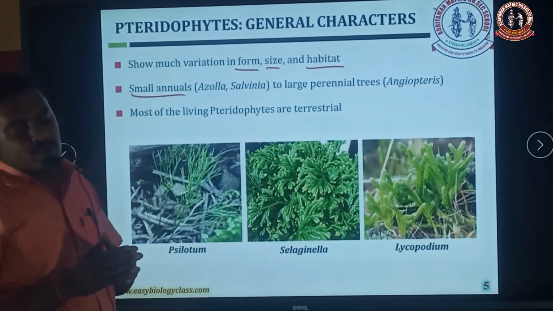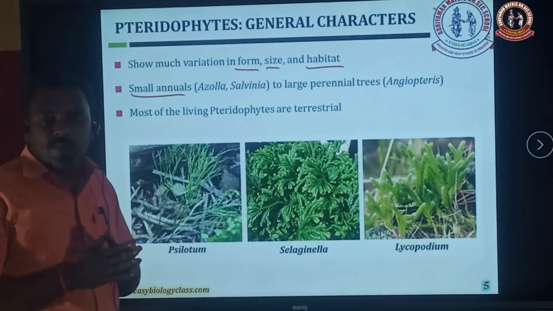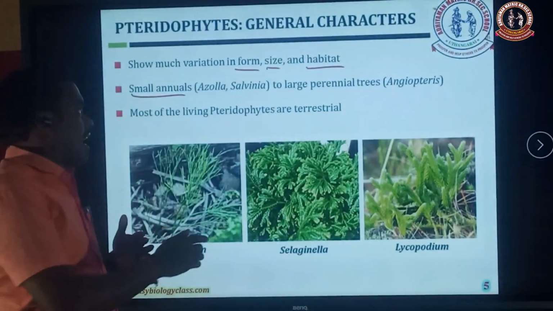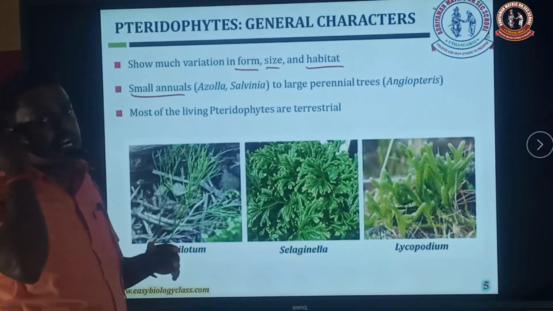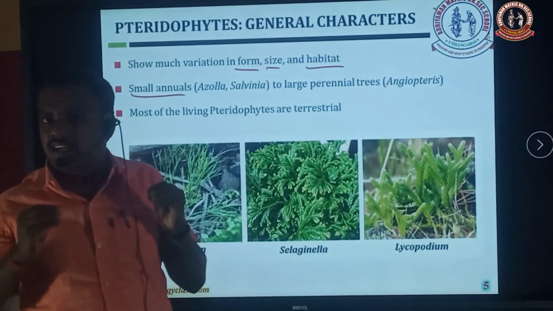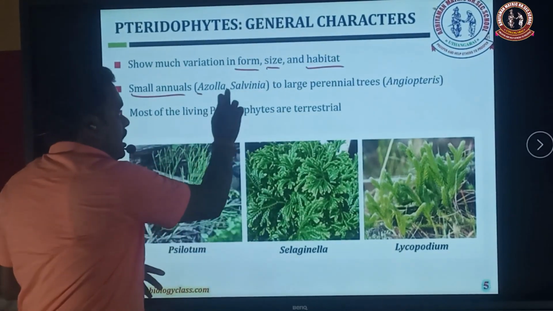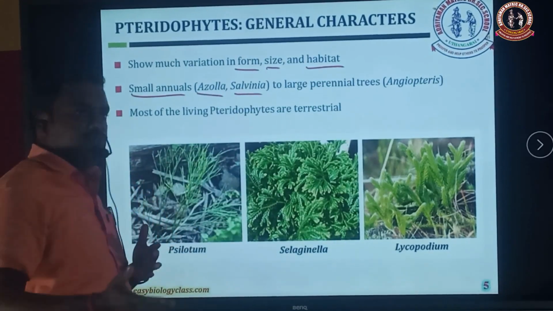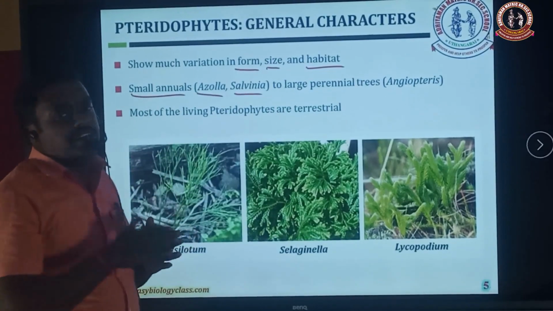Small annual plants mean the plant lifespan is one year. That means the plant lives only one year, that is an annual plant. So the small annual condition is present in the pteridophytes Azolla and Salvinia. Azolla and Salvinia are the best examples for small annual pteridophytes.